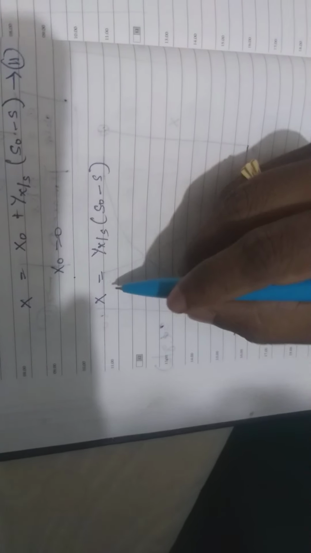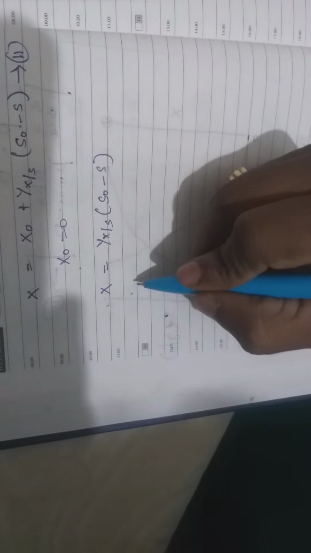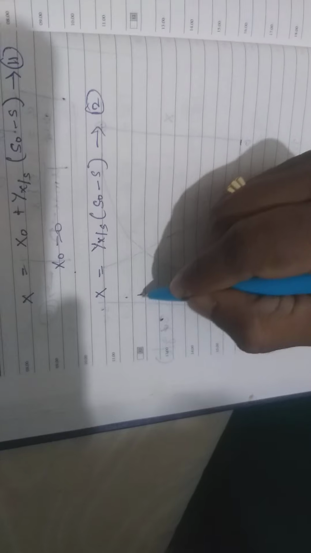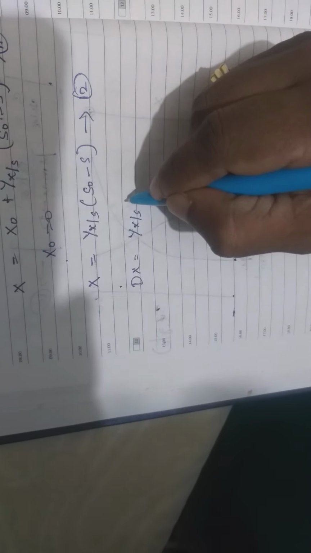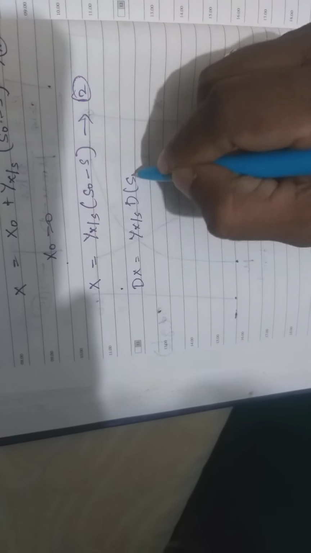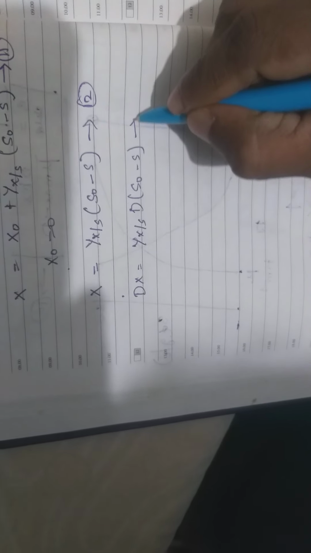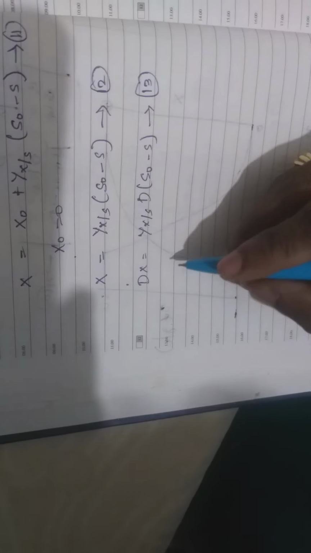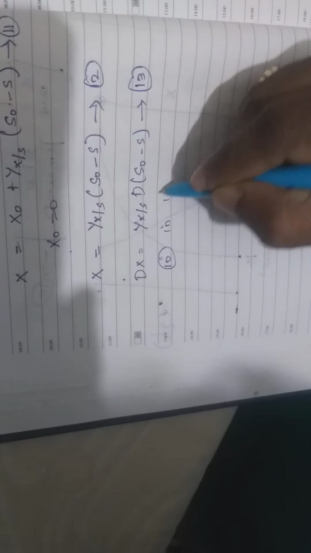I told that X should be operated along with the D. So multiply with the dilution rate D of this equation 12. So DX is equal to Y X by S of D of S0 minus S. This is going to be equation 13. Substitute equation 10 in 13.